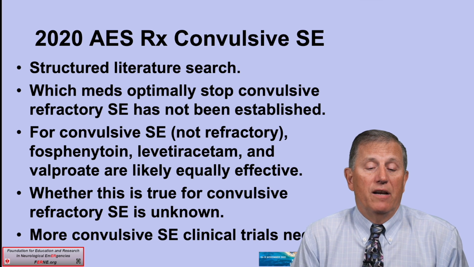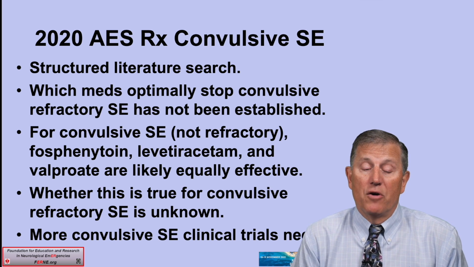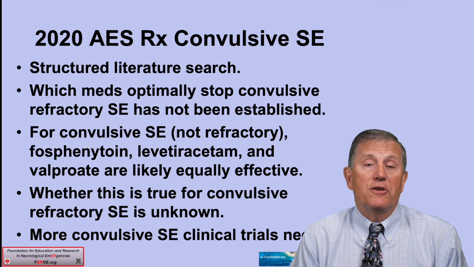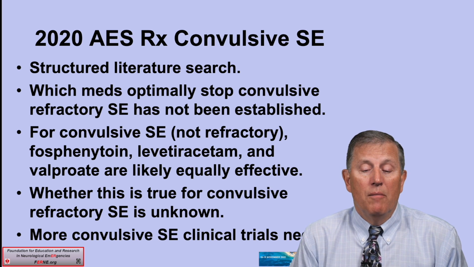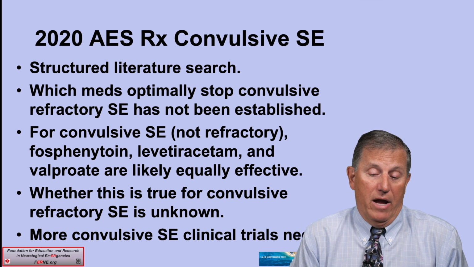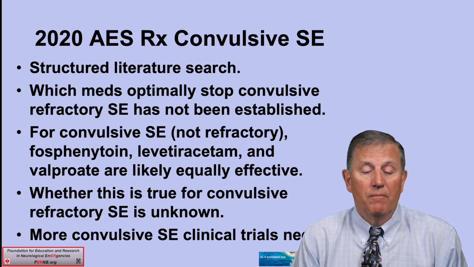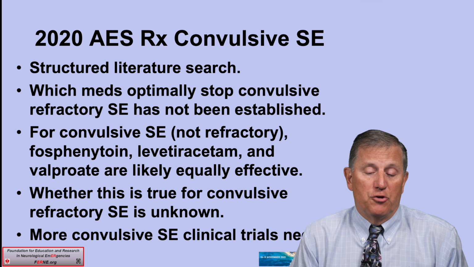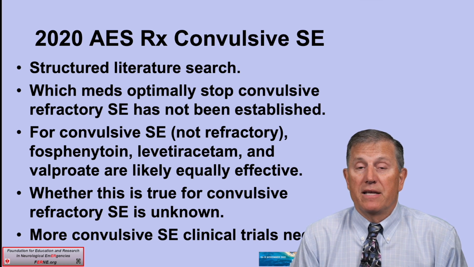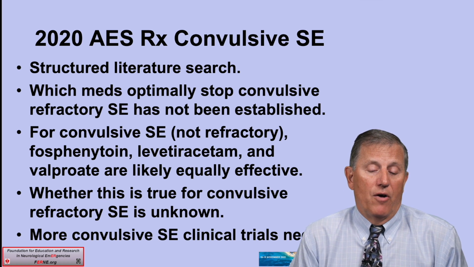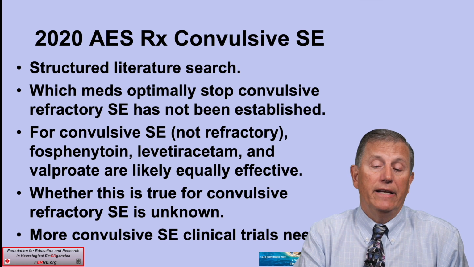The intent was to identify which medications will optimally stop convulsive refractory status epilepticus, knowing that no clear single medication has been identified or established to be superior. We know that convulsive status epilepticus that is not refractory may benefit from fosphenytoin, levetiracetam, and or valproate infusions, all that are viewed to be equally effective. We know that whether or not this same statement is true for convulsive refractory status epilepticus is unknown. And the publication does identify that more convulsive status epilepticus clinical trials are needed.